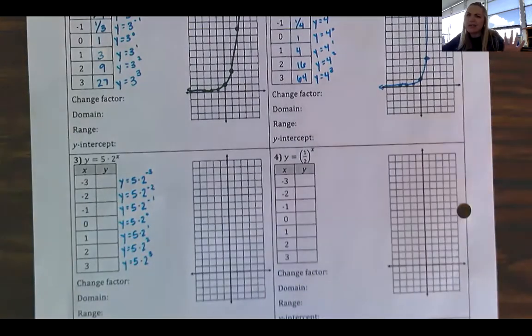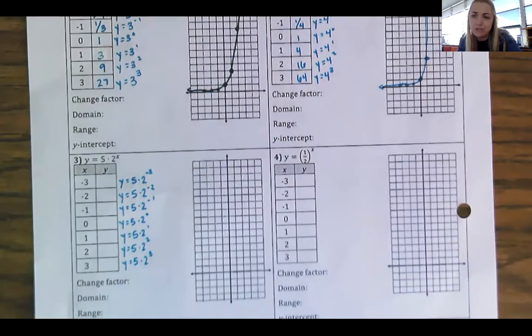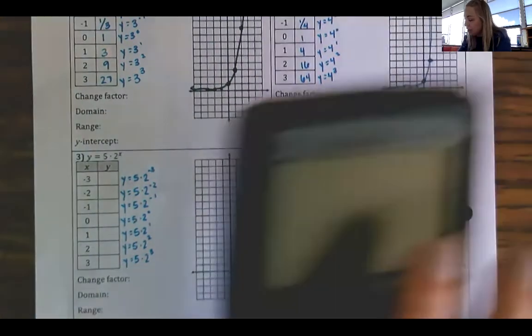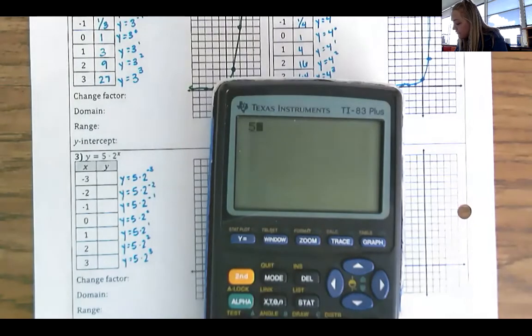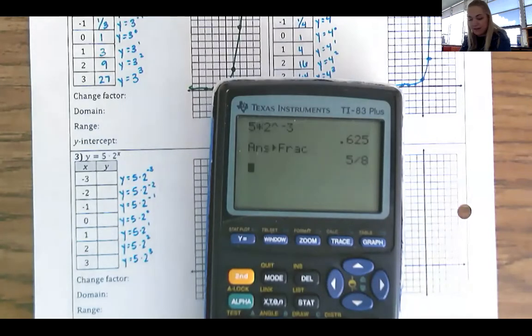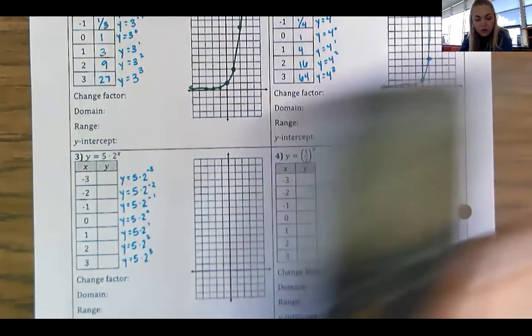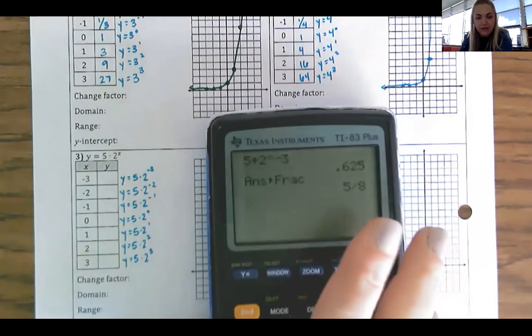By the way, keep in mind here, you cannot do 5 times 2 first and then raise it to the negative 3. That is not following our order of operations. PEMDAS, people. You have to do the exponent, then you can multiply by the 5. So your calculator is smart enough to do PEMDAS. If you type in 5 times 2 to the power of negative 3, your calculator takes that into account and it gives you 5/8 for your fraction, or 0.625.